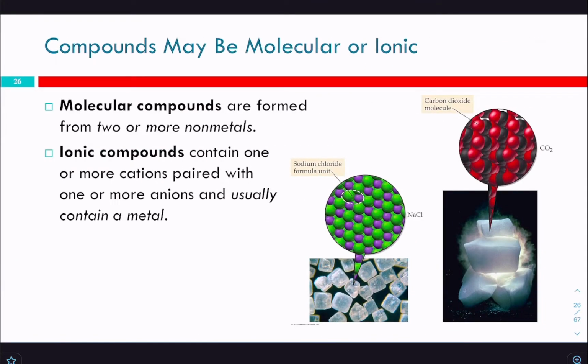All right, so that's elements. We've got two types of elements. Compounds, we have molecular compounds. And the key for molecular compounds is they're made of two or more nonmetals. In the ionic compounds, well, they usually contain a metal. Usually here is really almost always. They have cations paired with anions, usually contain a metal. Ammonium, NH4+, is an exception to that.